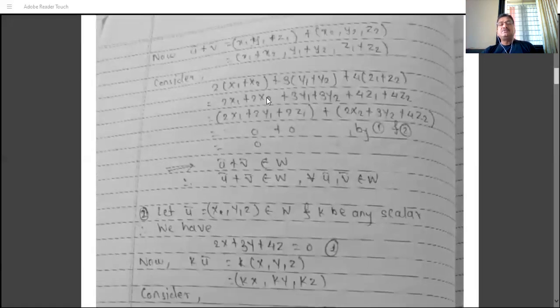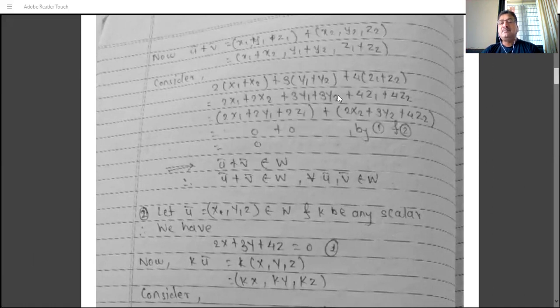So consider 2 into (x1 plus x2) plus 3 into (y1 plus y2) plus 4 into (z1 plus z2). This is equal to 2x1 plus 2x2, multiplying by 3 in the bracket, and multiplying by 4 in the bracket. Then write 2x1 plus 3y1 plus 4z1 in one bracket, and write the remaining quantities, 2x2 plus 3y2 plus 4z2, in another bracket. Right, here 2x1 plus 3y1 plus 4z1.